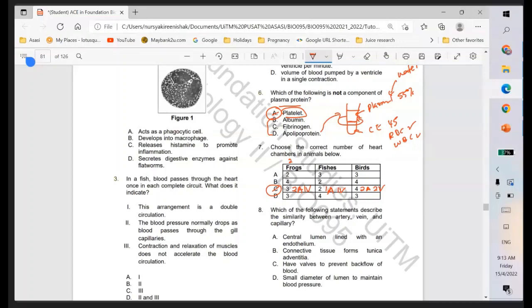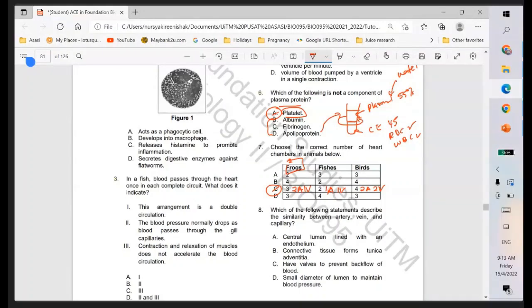Tapi kenapa kita panggil sebagai pulmocutaneous circuit? Dia melibatkan apa? Pertukaran gas dekat mana? Razin? Kalau for frogs? Lung and skin. Okay, so pulmocutaneous circuit, lung and skin. And then blood will return back to the heart and then pump for the second time to enter into the systemic circuit.